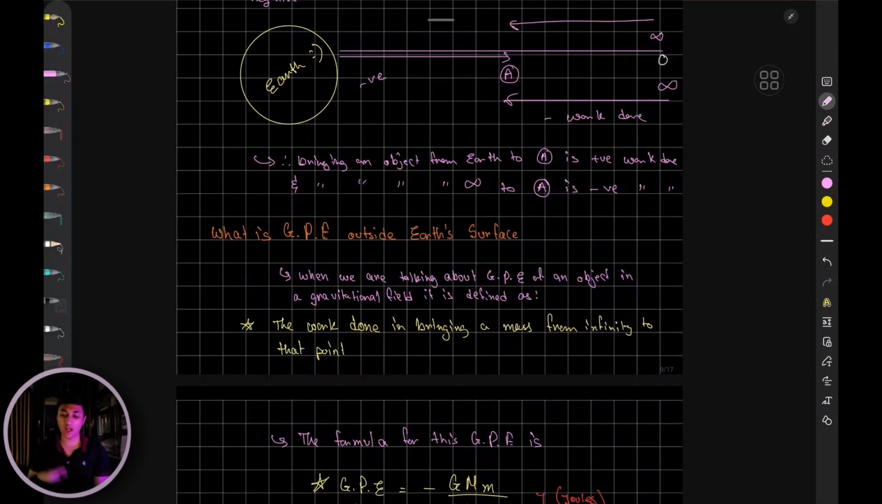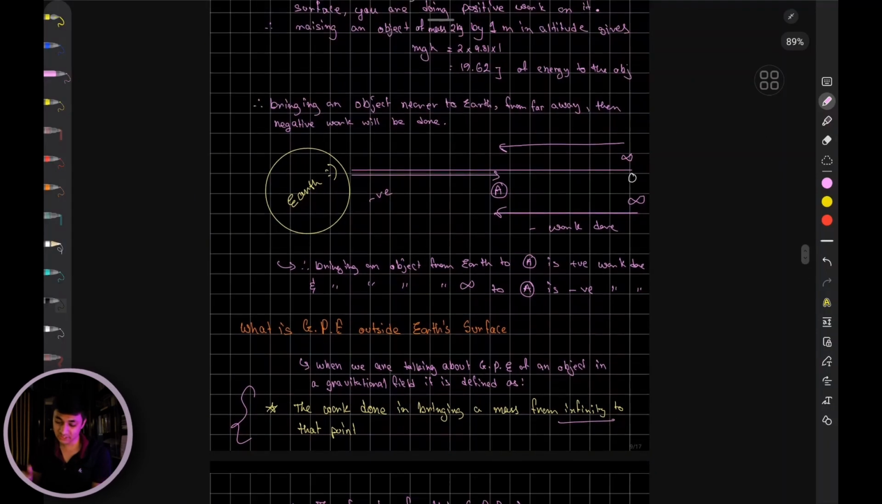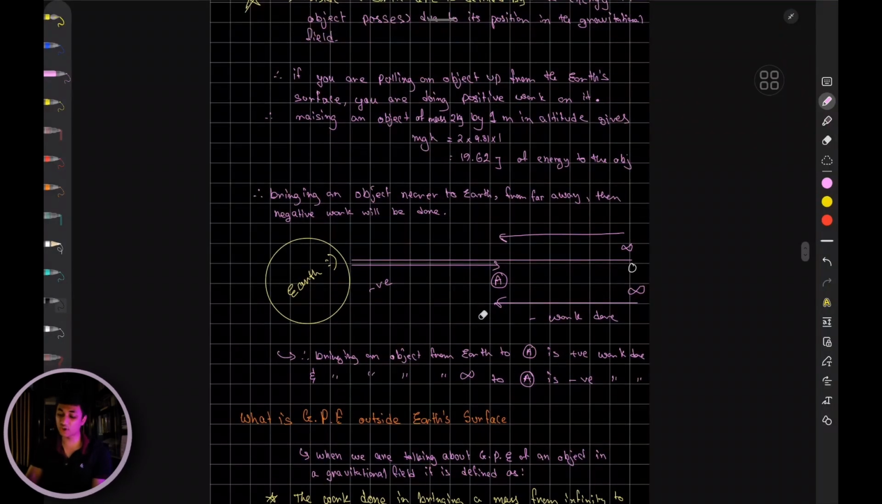Great. So now, how can we define gravitational potential energy? The exact definition is that it is the work done in bringing an object or a mass from infinity to a defined point. So let's say the amount of potential energy that object A is going to have is the amount of work that Earth did in bringing this object A from infinity to this defined point. That is how gravitational potential energy is defined.